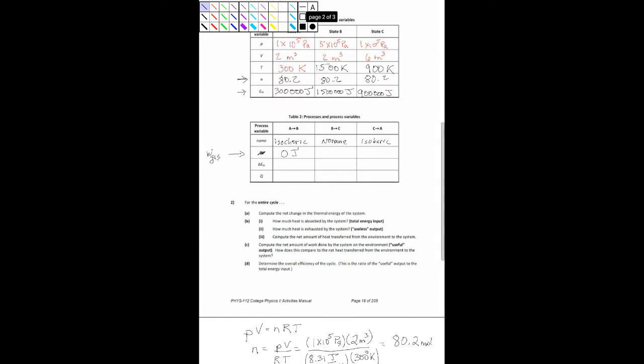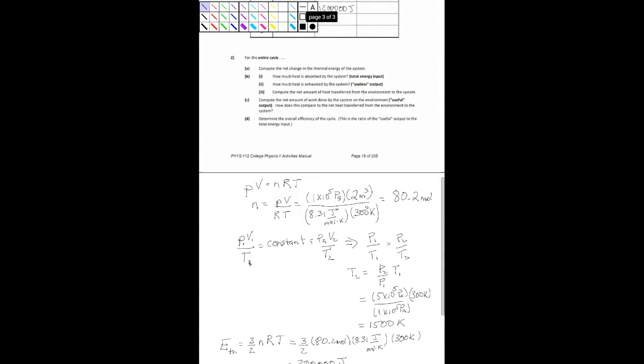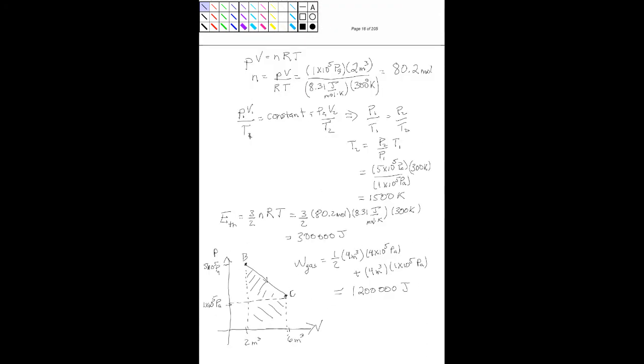So we can plug in 1,200,000 joules. Okay, so what about the work done by the gas as we move from state C to state A? Well, that's just the area of this rectangle here, which is this term we've already used. And what you'll find is that it has a magnitude of 400,000 joules. So this is equivalent to 400,000 joules.